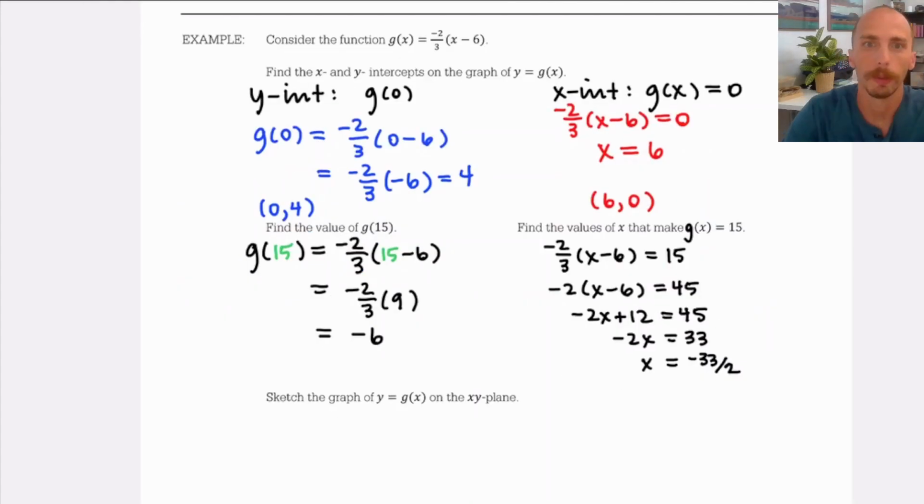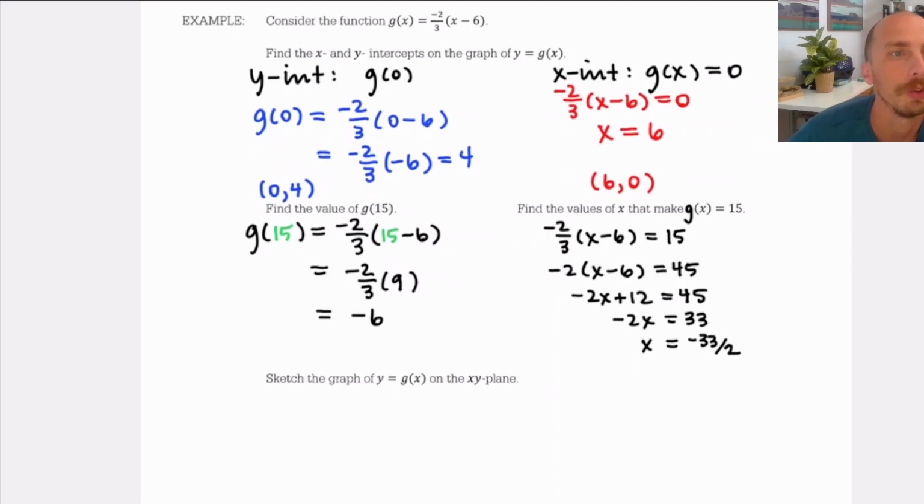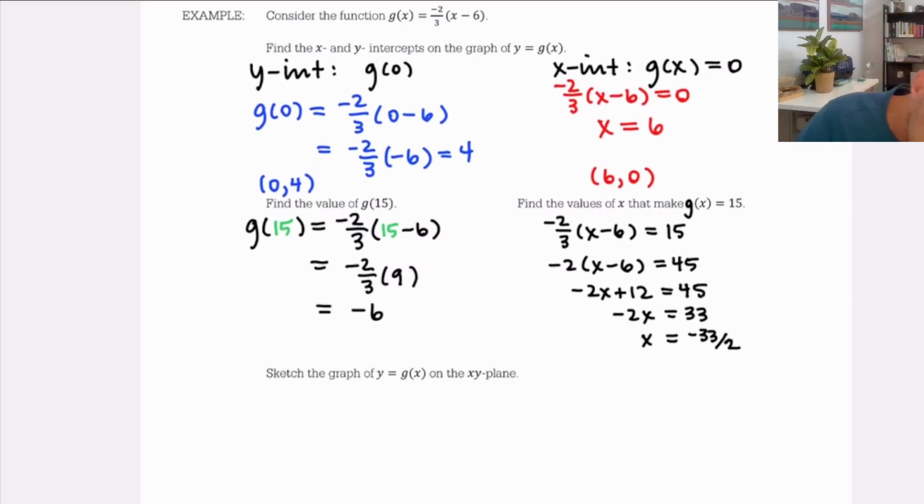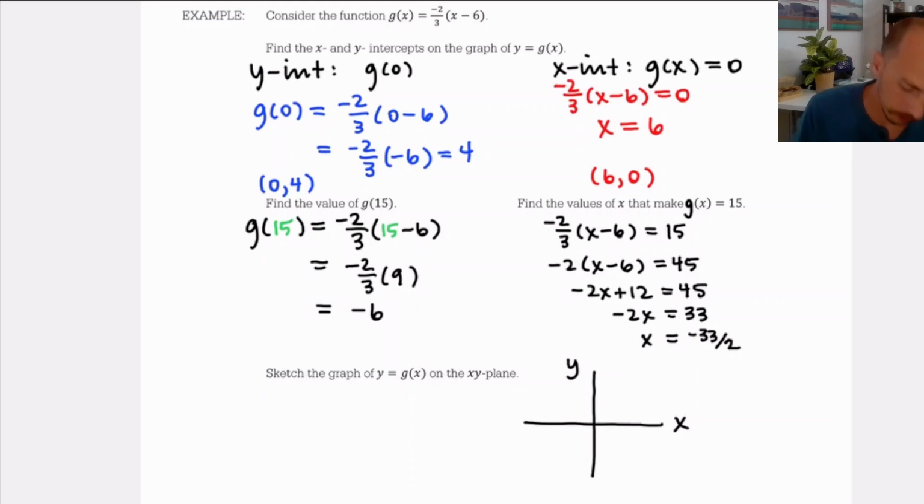Yes, then this question I forgot about down below: sketch the graph of y equals g of x on the xy plane. When we say the xy plane, that's just the standard axes we're used to graphing on. And okay, well, we know the graph of this thing is just going to be a straight line, because it's just a first power of x.